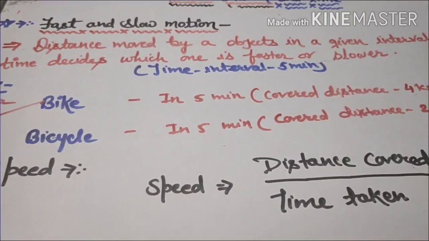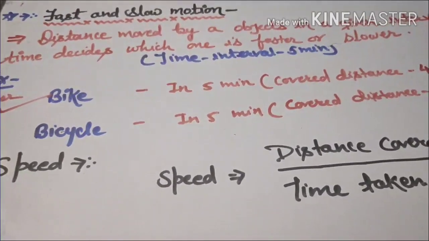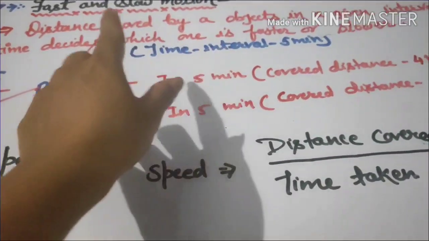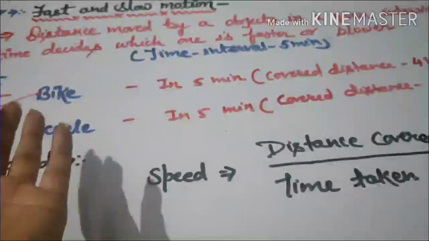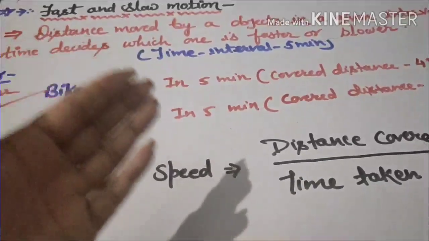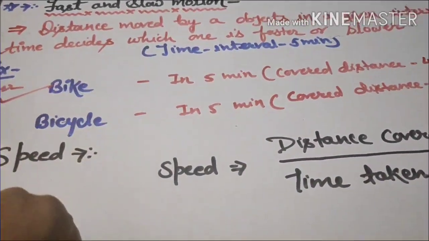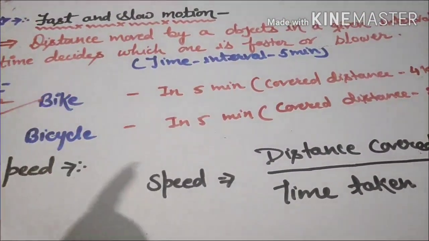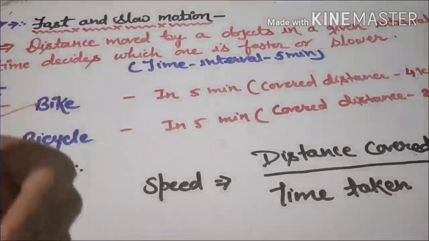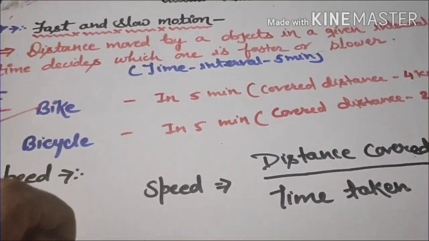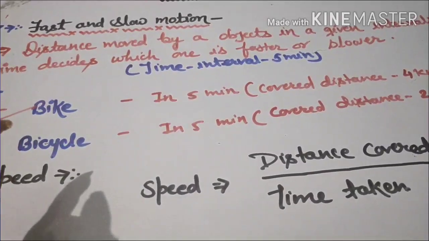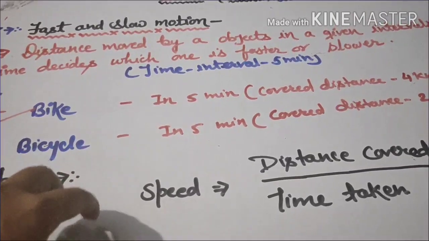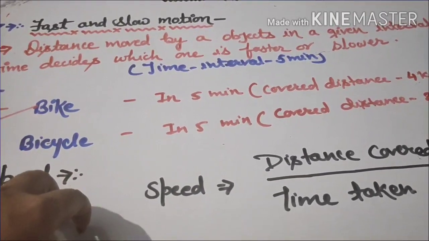So which one is faster? Obviously here the bike is faster. The time interval is the same, right? Time interval is the same, means in the same time the bike covered more distance compared to the bicycle. So that means the bike is faster. The bike is traveling fast, that's why it could cover more distance in the same time when we compare it to the bicycle. So this is how we can determine which one is faster.